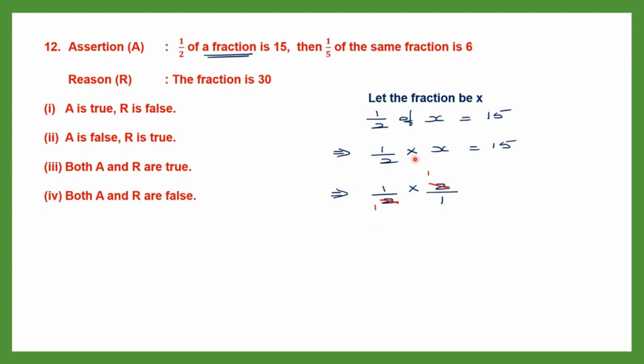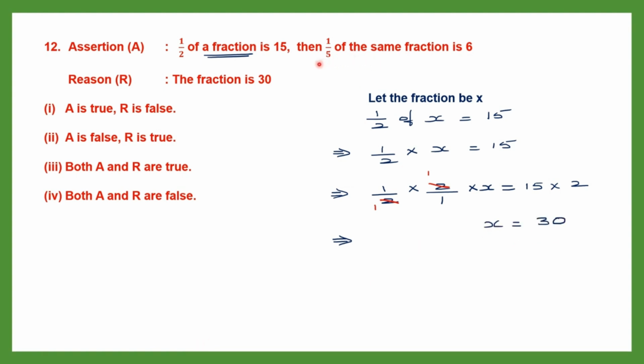Then we continue to write x, and we have to remember that when we multiply the left hand side by any number, we multiply the right hand side by the same number. So we write 15 into 2 by 1, or simply 2. So now we have found the value of x. X is equal to 15 into 2, which is 30.